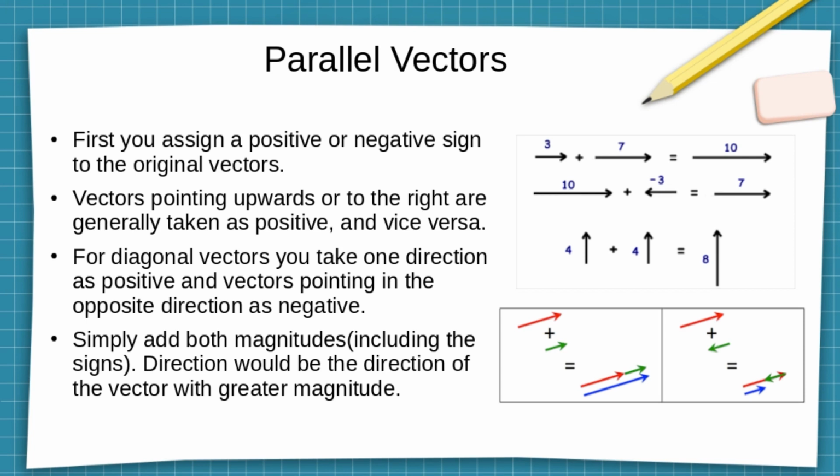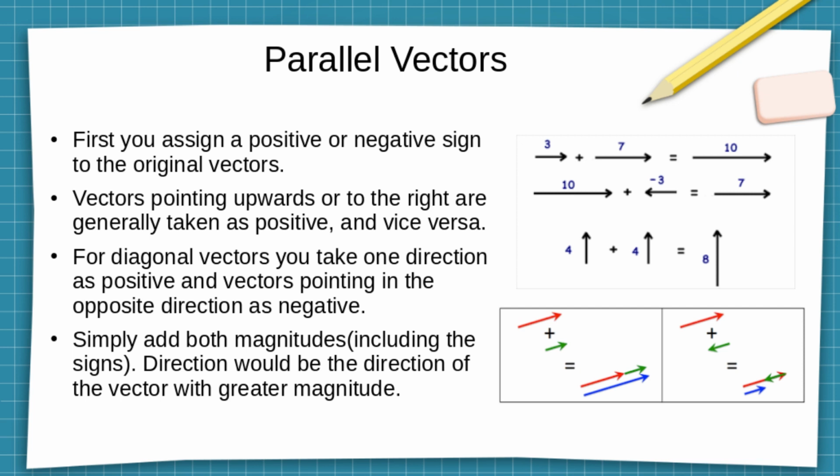Let's first look at vectors that are parallel to each other. The steps you follow are: number 1, you assign a positive or negative sign to the original vectors given. This would mean if the vectors are horizontal or vertical, you can take arrows pointing towards the right or upwards as positive, and the ones pointing towards the left or downwards as negative. However, if the vectors are diagonal, you can assign any one direction as positive and the opposite direction would naturally be negative. And then you just add both magnitudes but without ignoring the signs.